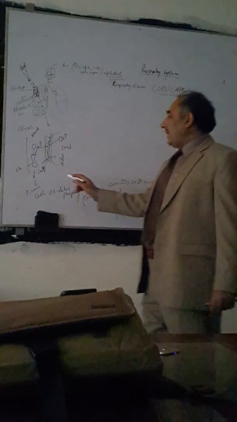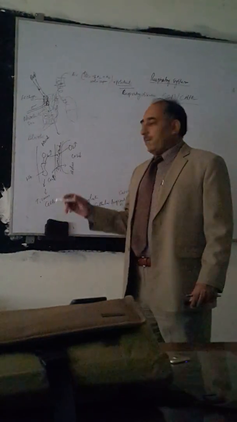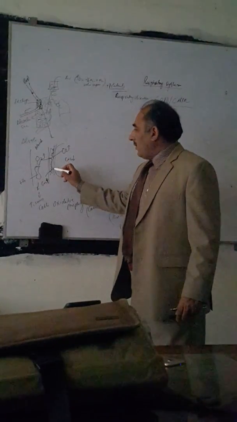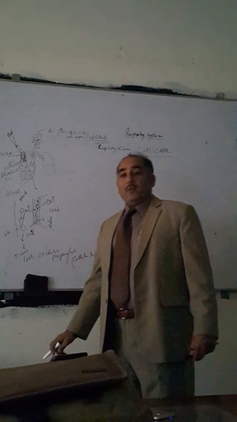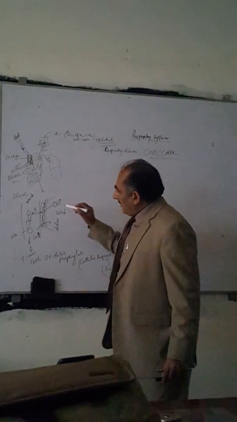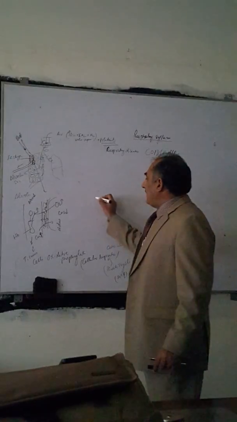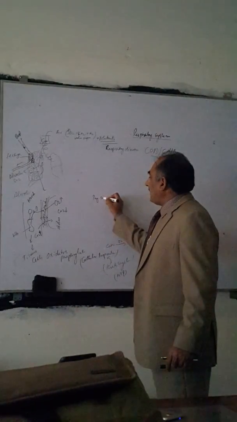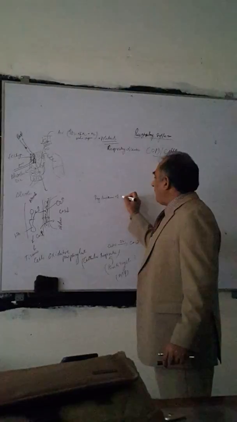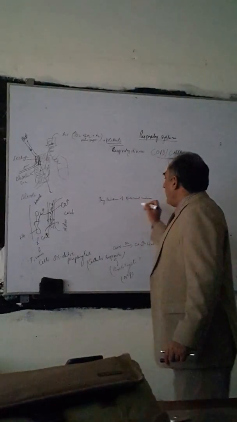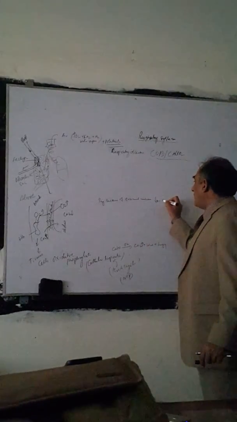So you see, this waste material, this carbon dioxide, has been brought by the blood back towards the level of the basement membrane, or the level of the alveoli. So what happens now? If you increase the thickness of this membrane, what will happen? Increasing the thickness of the basement membrane will lead to a decrease in oxygenation.